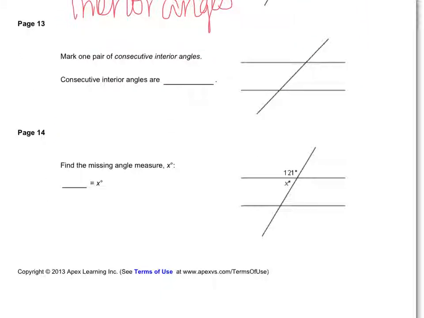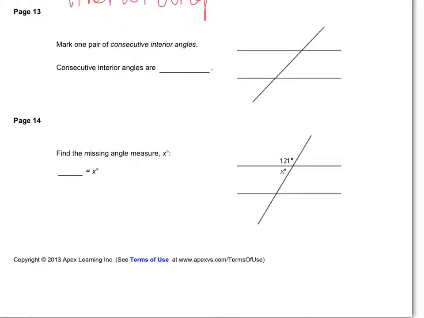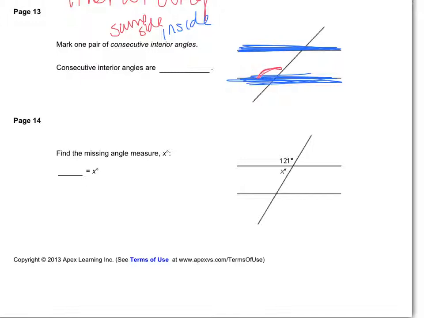Our next word is consecutive interior angles. Well, again, interior, like before, means in between these two blue lines. I'm going to color them blue. So interior means inside. The word consecutive means the same side. They're next to each other. They're in a row. So my consecutive interior angles would be this one and this one. And my other pair would be the ones on the right side.